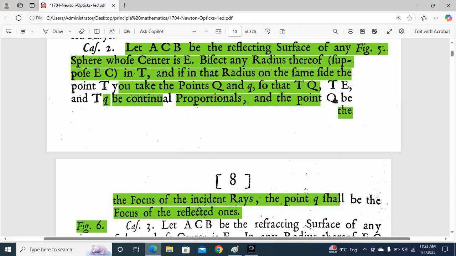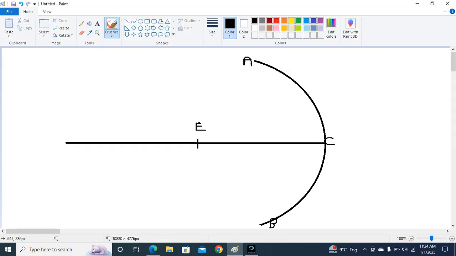Now, the next part says to bisect any radius thereof. I think this F-looking thing is S in this book. Suppose pole EC in T. We know that if E is the center and C the pole, then EC will be the radius. Now I have to bisect this, so I bisect it here and name it P.